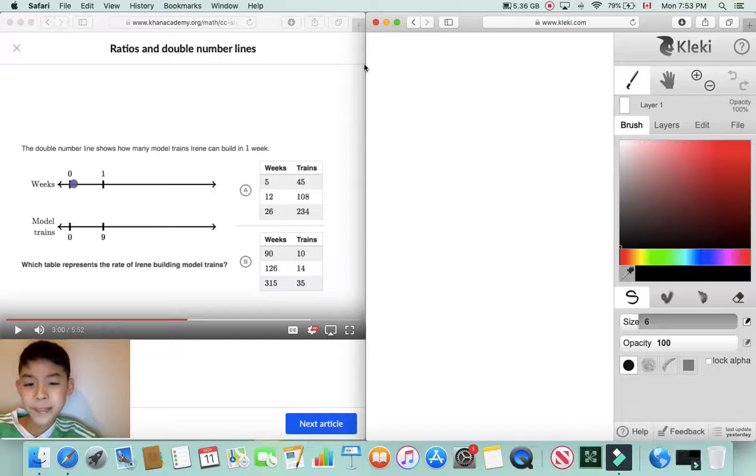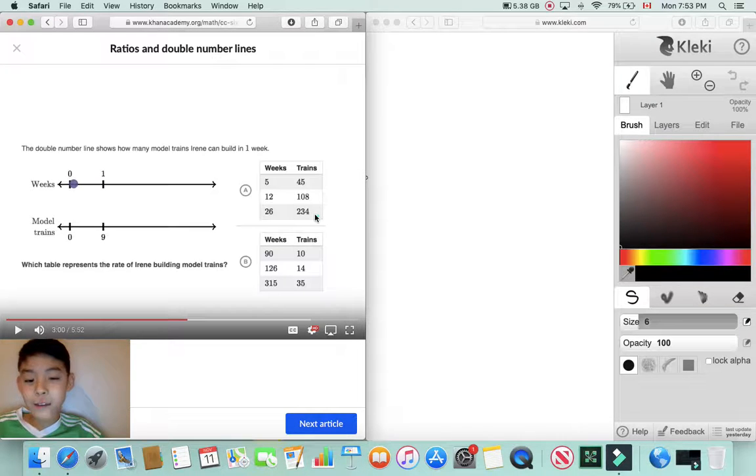Okay, so basically, B, in 5 weeks, you can build 45 trains. So are you saying in 90 weeks, you only build 10? That's sad. I don't think I have to review that.